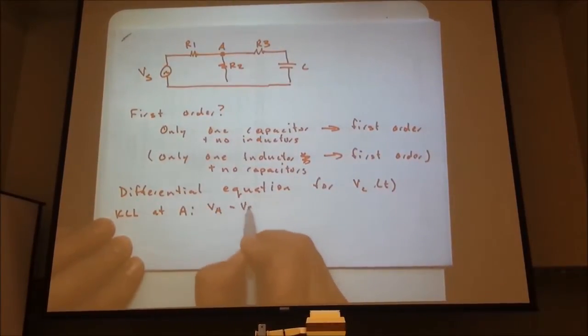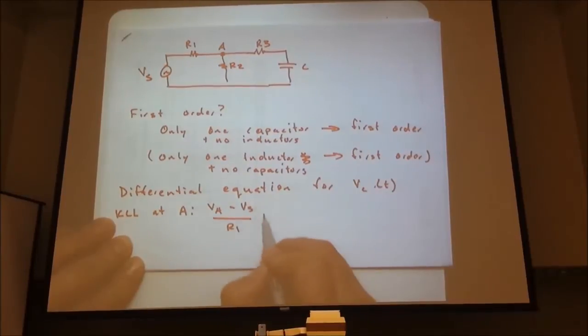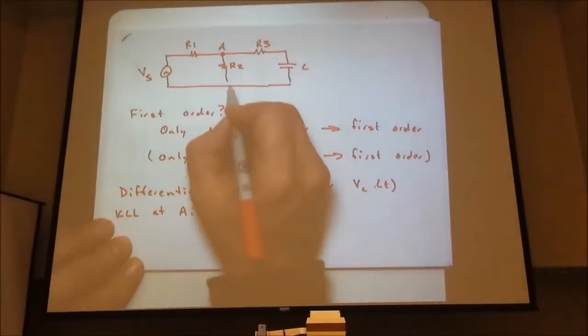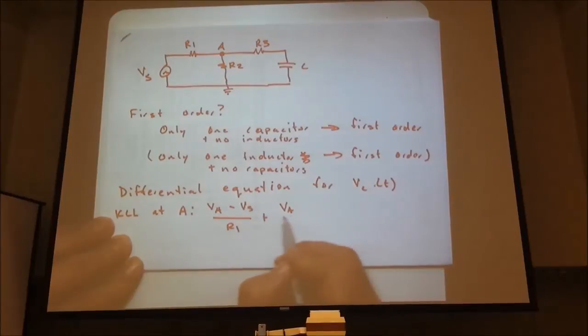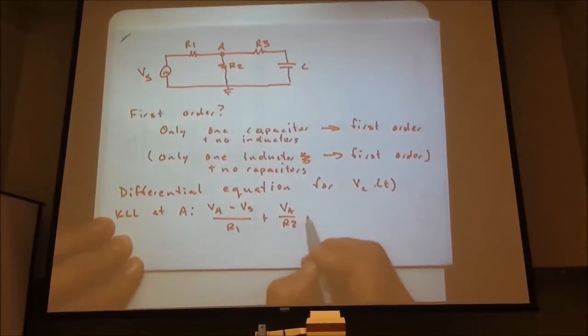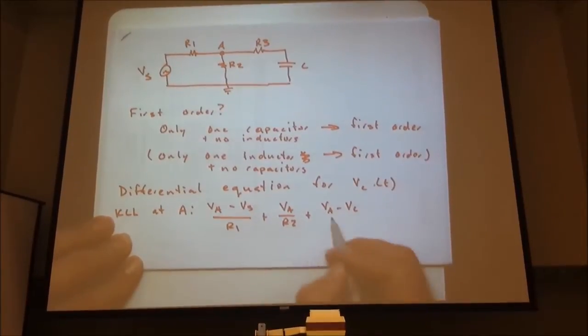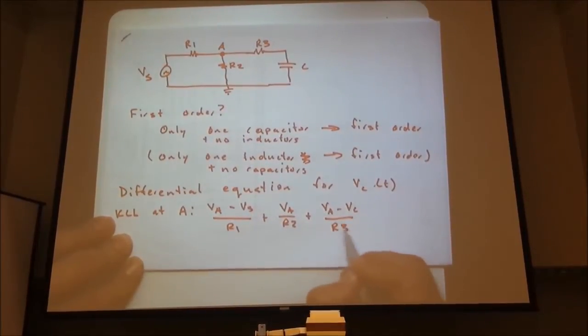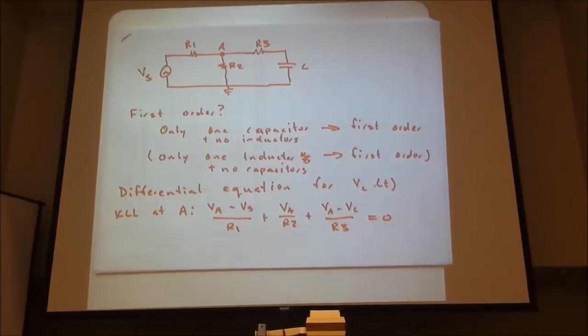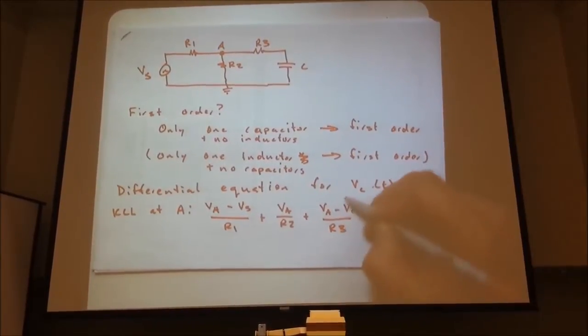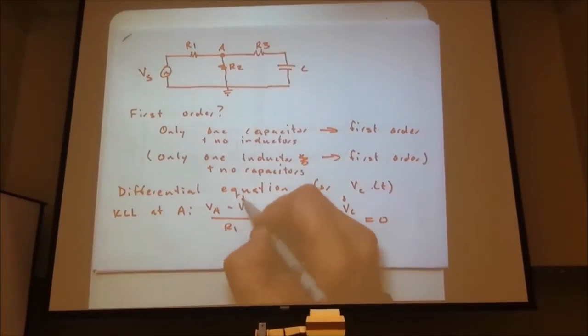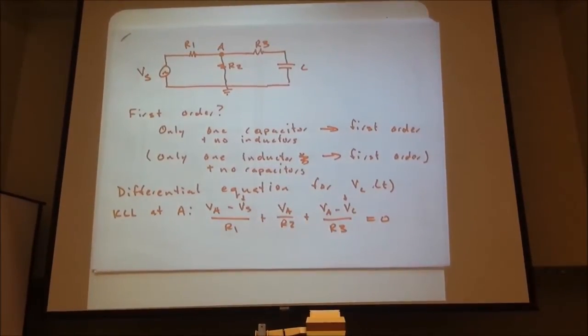What do we wind up with? (VA minus V source) over R1 plus VA over R2, and we can throw a little ground on there just for completeness, plus (VA minus VC) over R3. And these are, again, all functions of time. I'm not drawing the parentheses of time in there. So there's a nice KCL expression. Here's our parameter of interest, VC. There's our forcing term, or our source term.